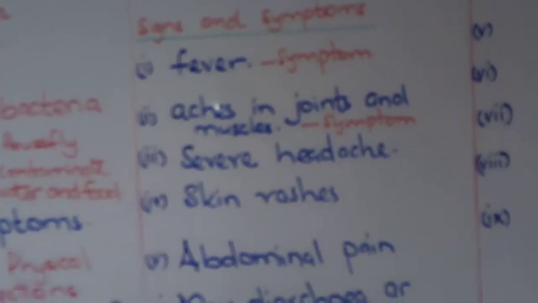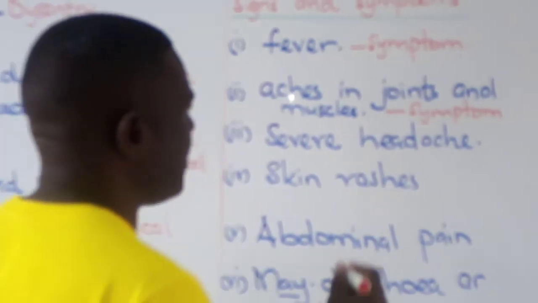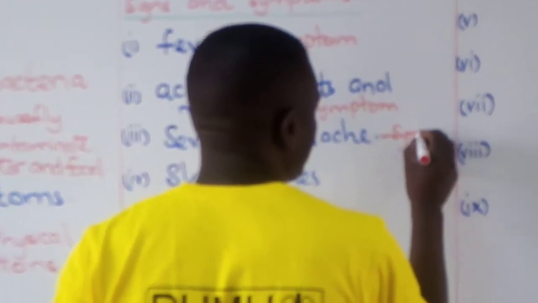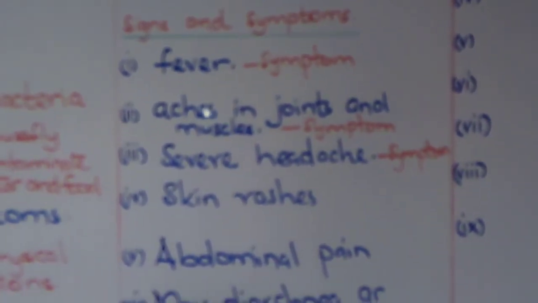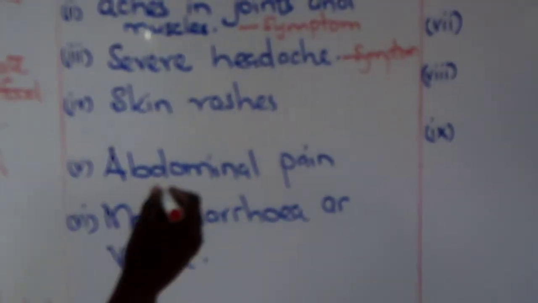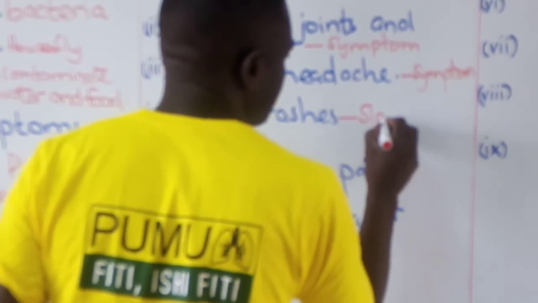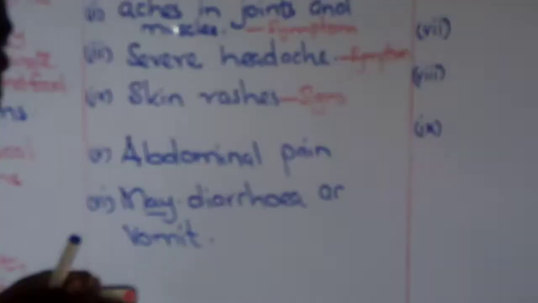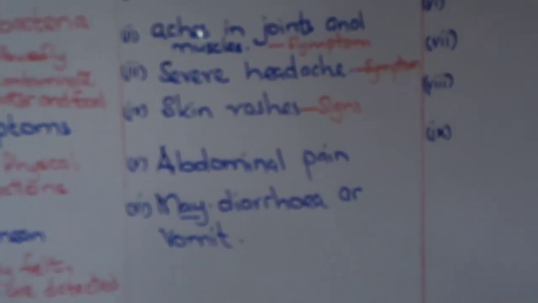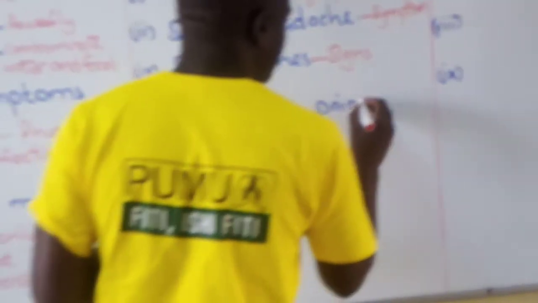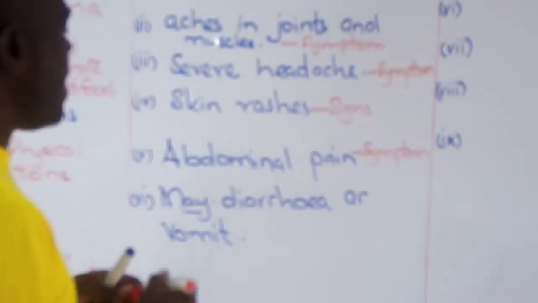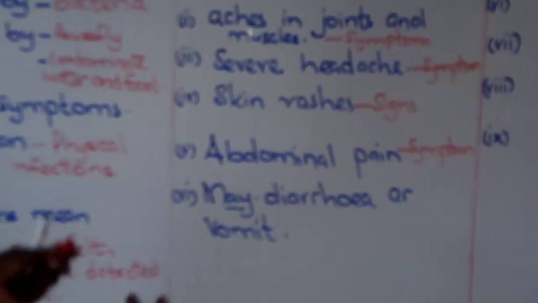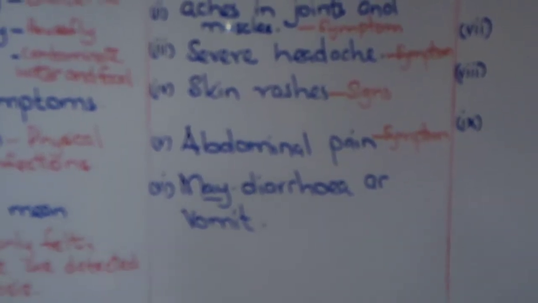I'm just guiding you on how to differentiate between signs and symptoms. Severe headache. You can't see it. You can feel it. That's a symptom. Skin rashes. You can see them on the skin. So they are physical, and so skin rashes are signs. Abdominal pain. Can you see abdominal pain? You cannot see abdominal pain. So this is a symptom. Then may diarrhea or vomit. Diarrhea you can see. You can literally see somebody having diarrhea or vomiting. So that is a sign.